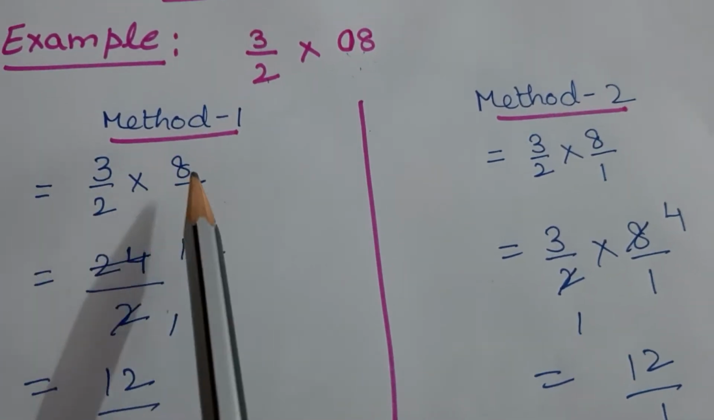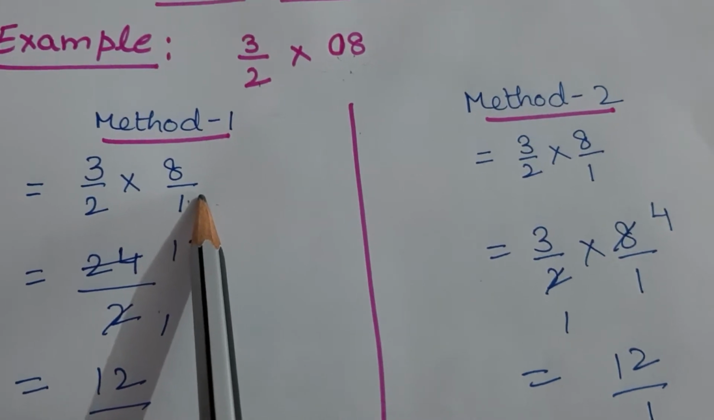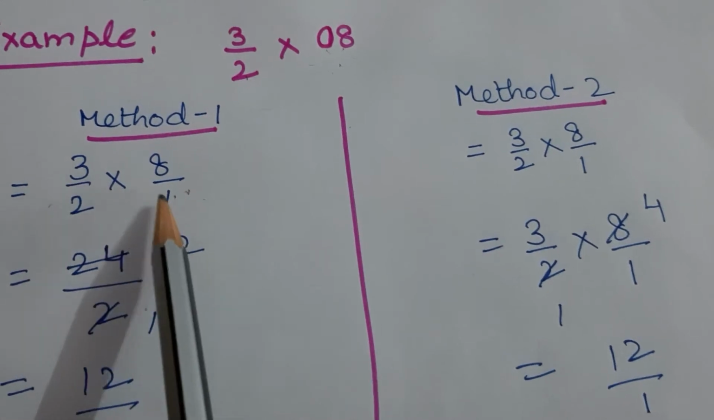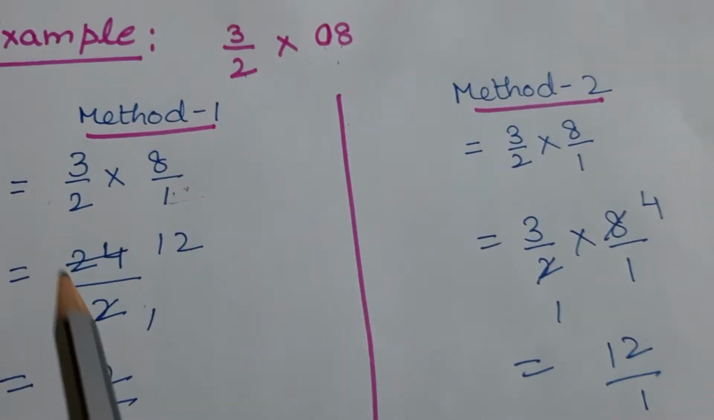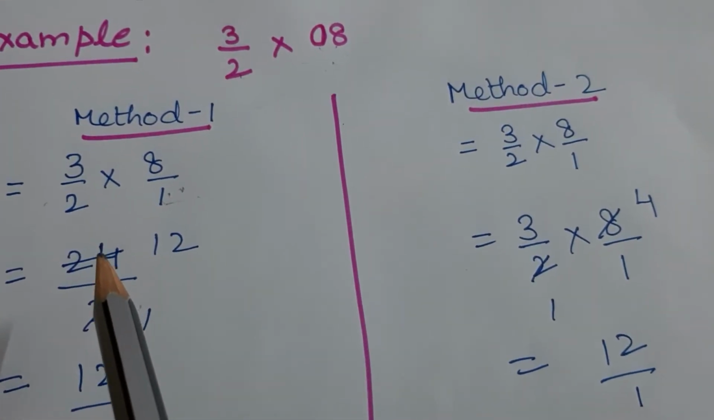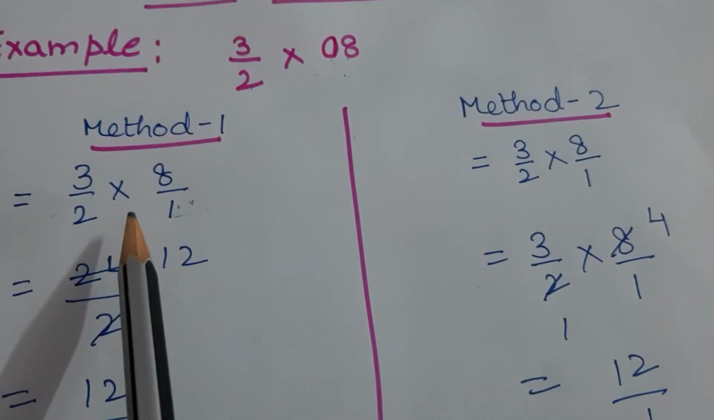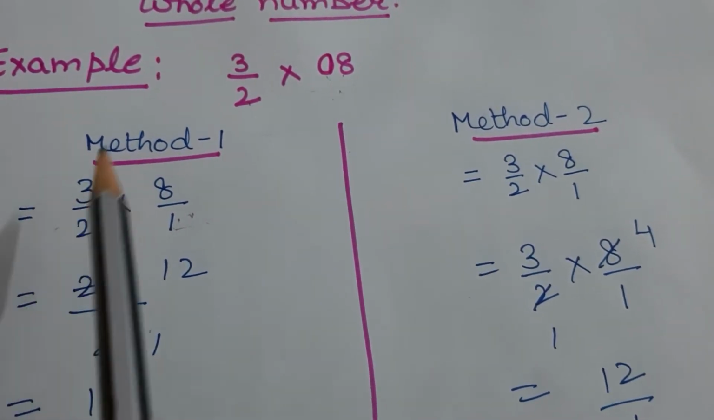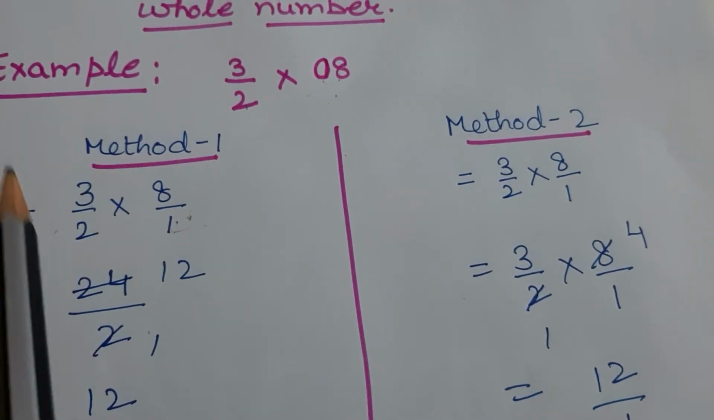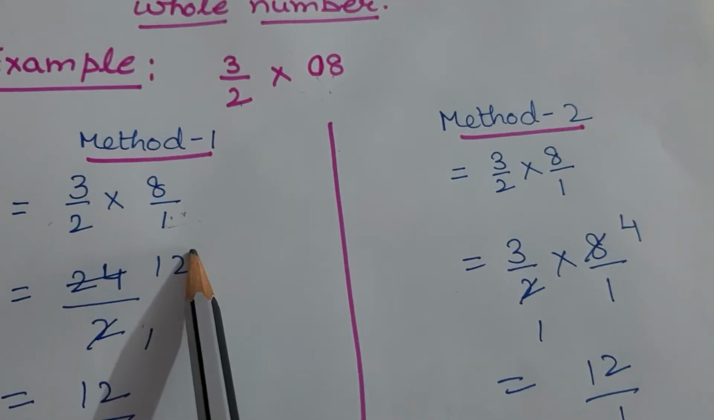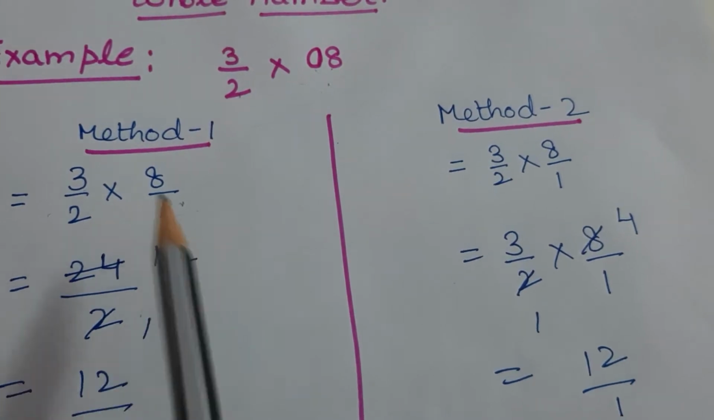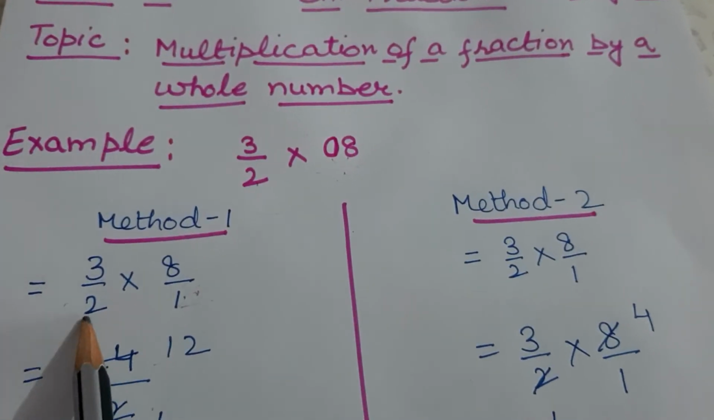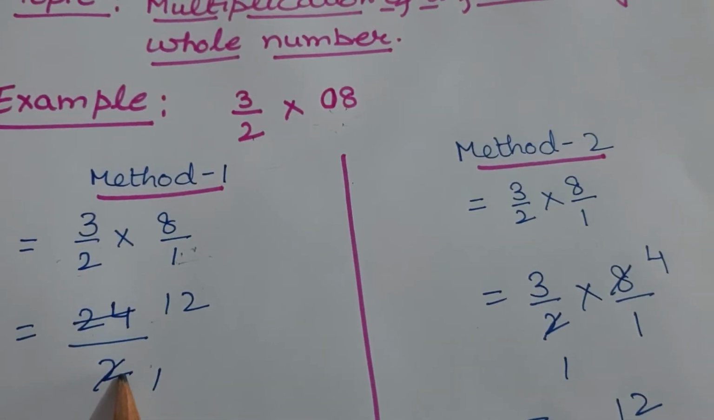in multiplication of fractions, there is no need to take the LCM, no need to make them like fractions as we do in addition and subtraction. In multiplication, you just have to multiply numerator with numerator and denominator with denominator. Okay, so 3 eights are 24, 2 ones are 2.